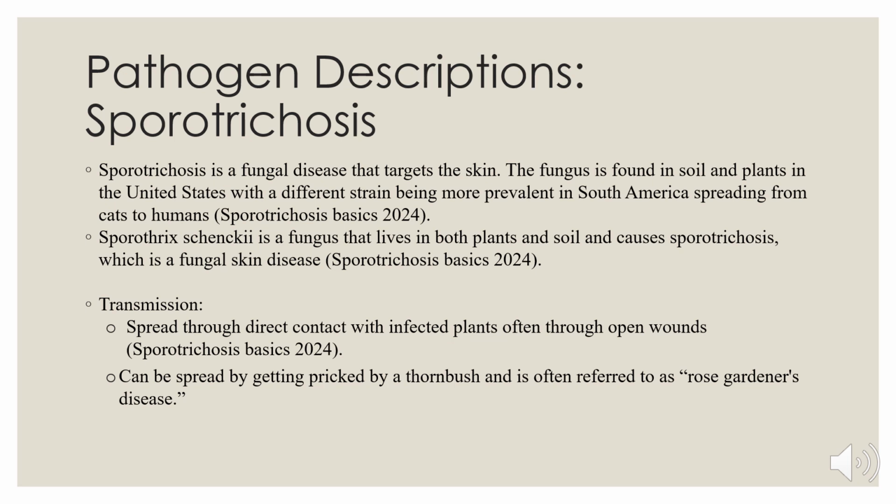Sporotrichosis is a fungal disease that targets the skin. The fungus is found in soil and plants in the United States, with a different strain being more prevalent in South America, spreading from cats to humans. Sporothrix schenckii is a fungus that lives in both plants and soil and causes sporotrichosis, which is a fungal skin disease. It's spread through direct contact with infected plants, often through open wounds. It can be spread by getting pricked by a thorn bush, which is how it got its name, rose gardener's disease.